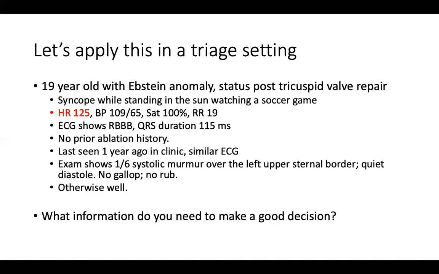What if the heart rate's 125? What if everything else is almost exactly the same, but the heart rate is 125? Right bundle branch block pattern, same QRS duration, otherwise well. I think most people who practice with congenital heart disease would tell you that an adult, and the 19-year-old in this case is an adult, who has serious congenital heart disease, who comes in with a heart rate over 100, is in some kind of atrial arrhythmia until proven otherwise. And that's what I would encourage people to think about.